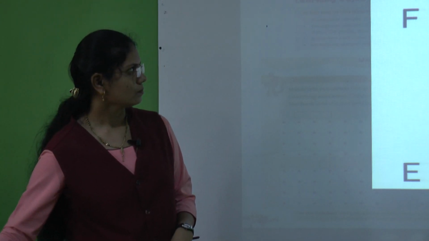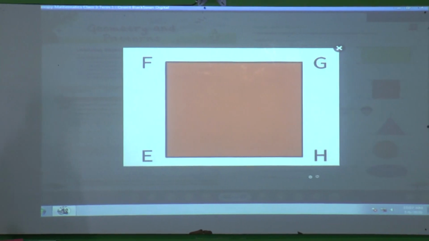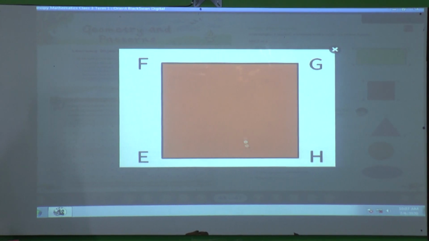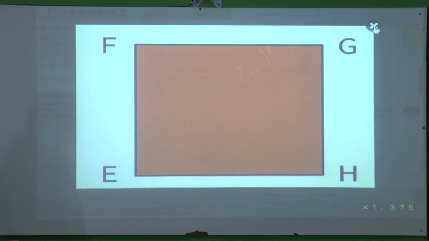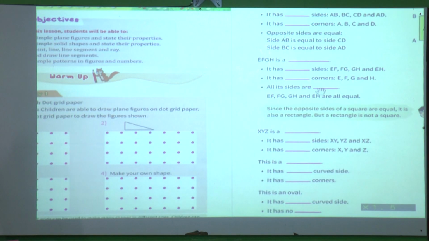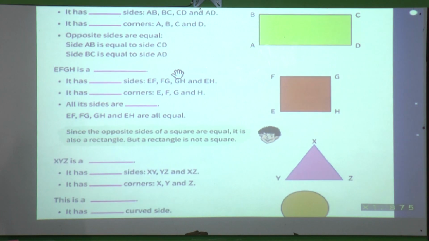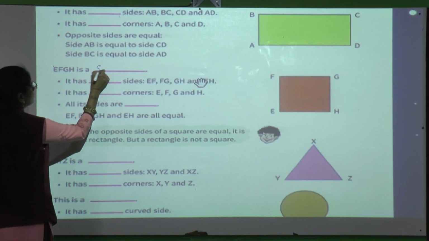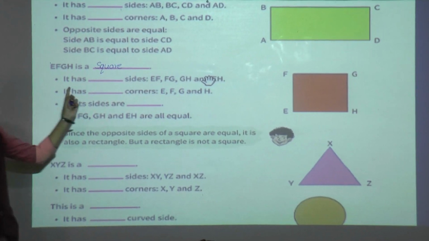Now look at the board. Here E, F, G, H. This figure E, F, G, H is a square. Just now I told you this is also a square and it also has four sides and four corners. Now here, see, E, F, G, H is a square. It has dash dash sides.